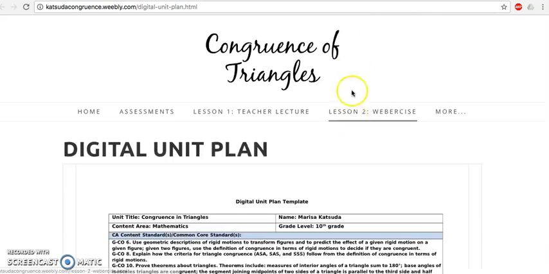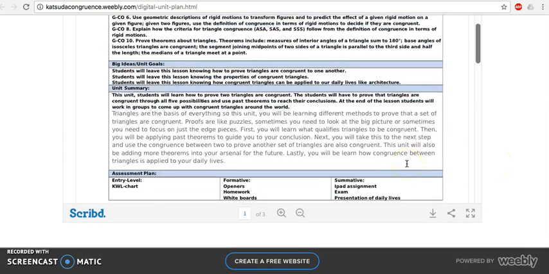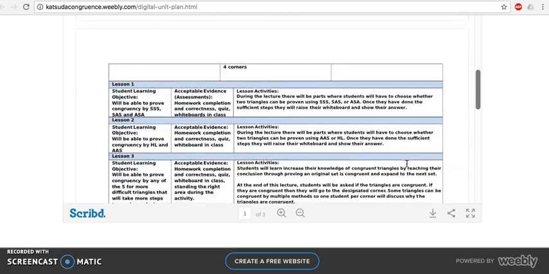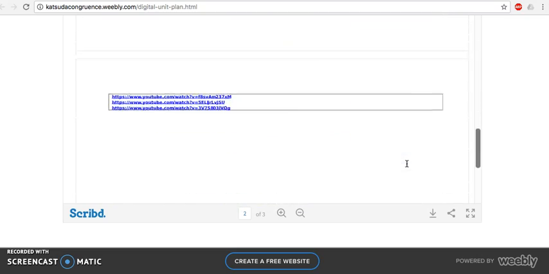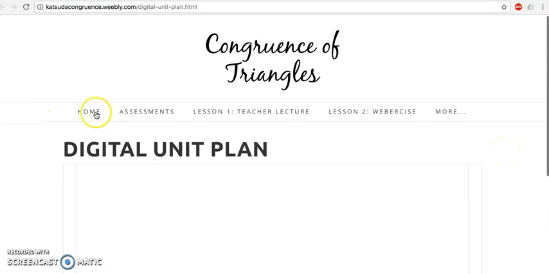And lastly is just a digital unit plan. So it's given right here. You can kind of scroll through it. But it's basically everything that I've already stated, and you can find it on my website.